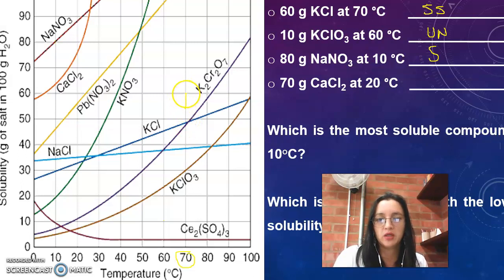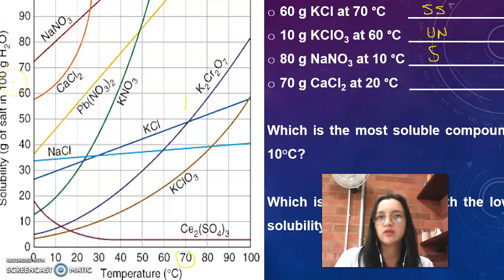I just need to subtract. If I am adding 60 and the maximum amount that I can add is 48 or 49, up to you what number you choose, then you subtract, and the difference will be the amount of solid that is not going to be dissolved. Another type of question, if you notice here in the graph, we have 100 grams of water.